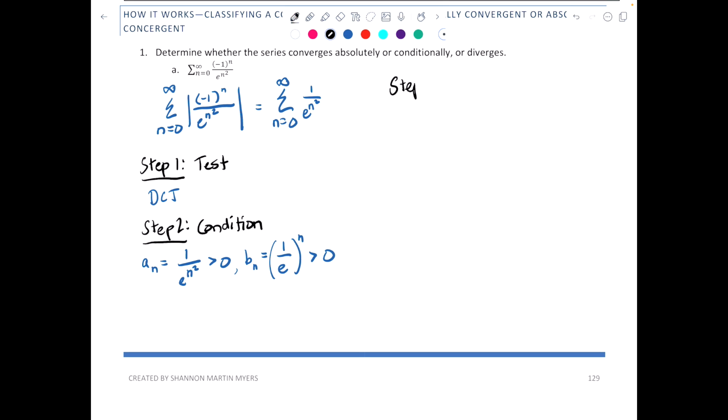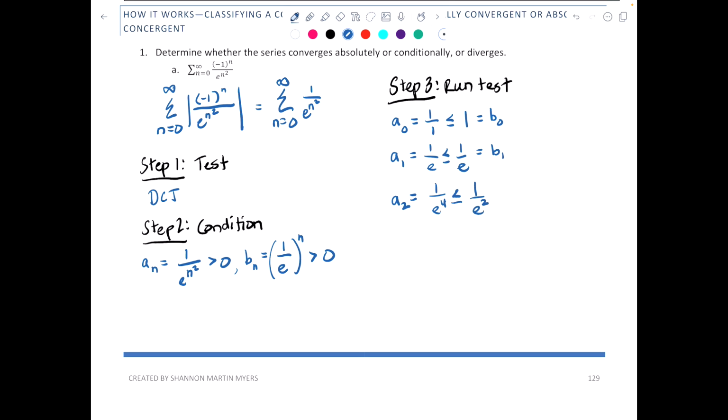Step 3, run the test. A0, it starts with 0, so A0 equals, remember we're using 1 over e to the n squared, so we would just get 1 over 1. B0 would be equal to 1 as well, so that fits so far. Alright, so now A1 is going to be 1 over e, and B1 is also going to be 1 over e. So again, they're equal. Now let's see what happens. A2 is going to be 1 over e to the 4th. But over here, this one will just be 1 over e squared, which is larger.